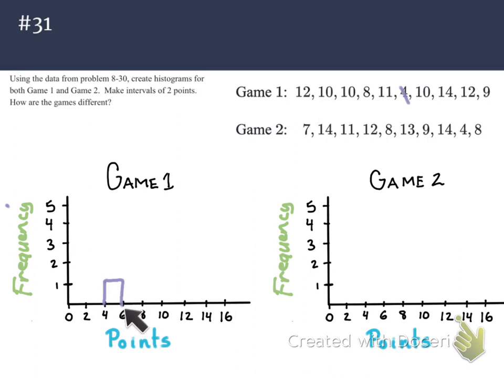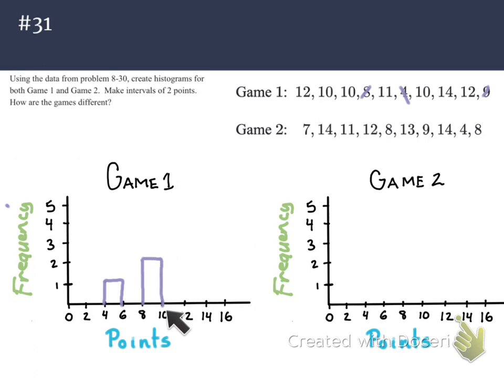Now I'm looking for numbers between 6 and 8, so 6 and 7. Do I have any numbers that are between 6 and 7? No, I do not. So that's going to be blank. Moving on to my next bin, I'm looking for numbers between 8 and 10, so 8 and 9. Do I have any of those numbers? Yes, I do. Looks like I have 2 of those.